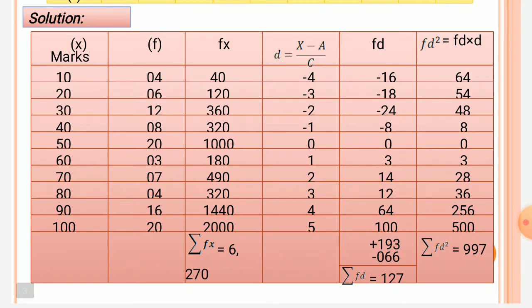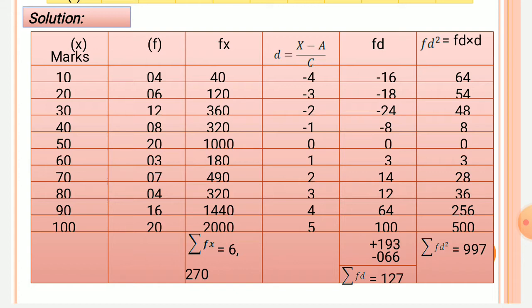So in the first column I have written the values, second column frequency, third column f into x, fx: 10 into 4 is 40, 20 into 6 is 120, 30 into 12 is 360, 40 into 8 is 320, 50 into 20 is 1000, 60 into 3 is 180, 70 into 7 is 490. So similarly we go on calculating, and we go on finding fx.